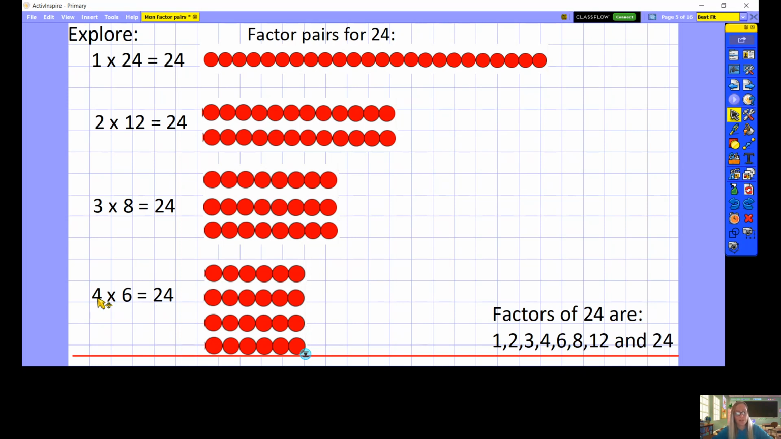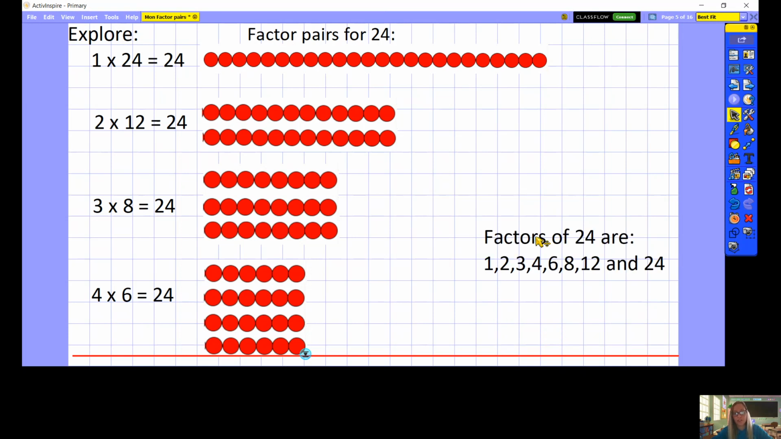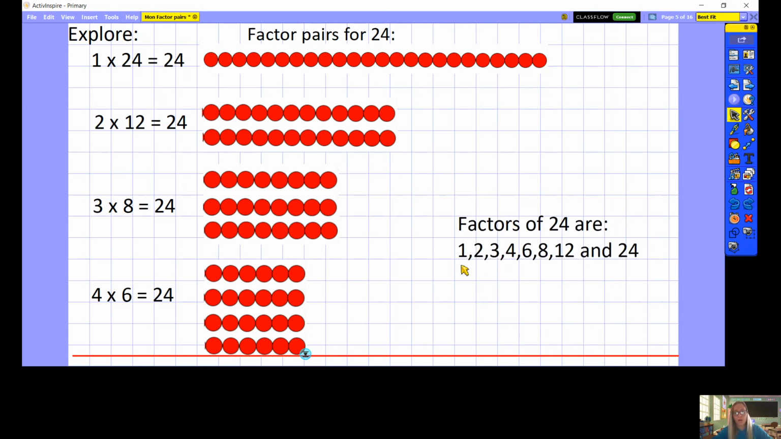If I looked at the next calculation, 5 times something, if I was looking at these systematically, so I've done 1 times, 2 times, 3 times, 4 times, 5 times something, I know 5 cannot be a factor of 24 because 24 is not in the 5 times table. So now I've found all my factors of 24. So the factors of 24 are 1, 2, 3, 4, 6, 8, 12, and 24.